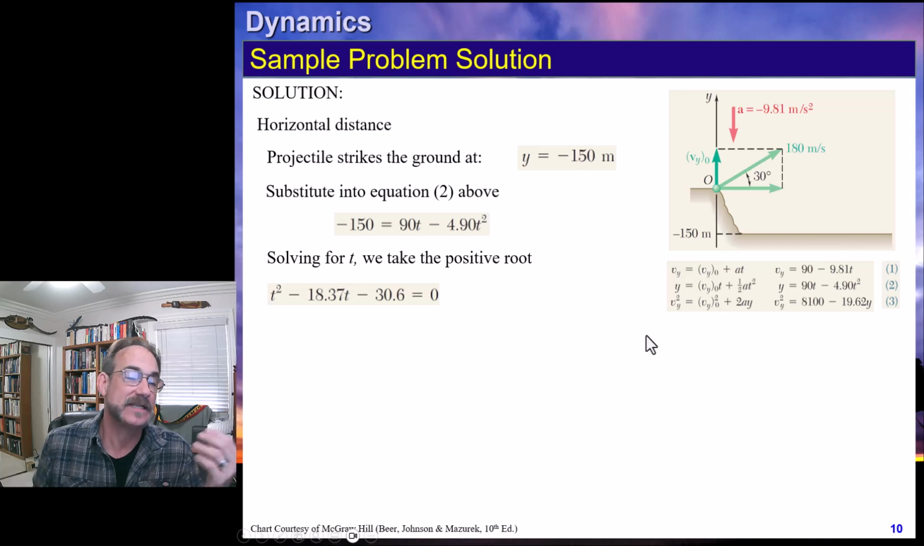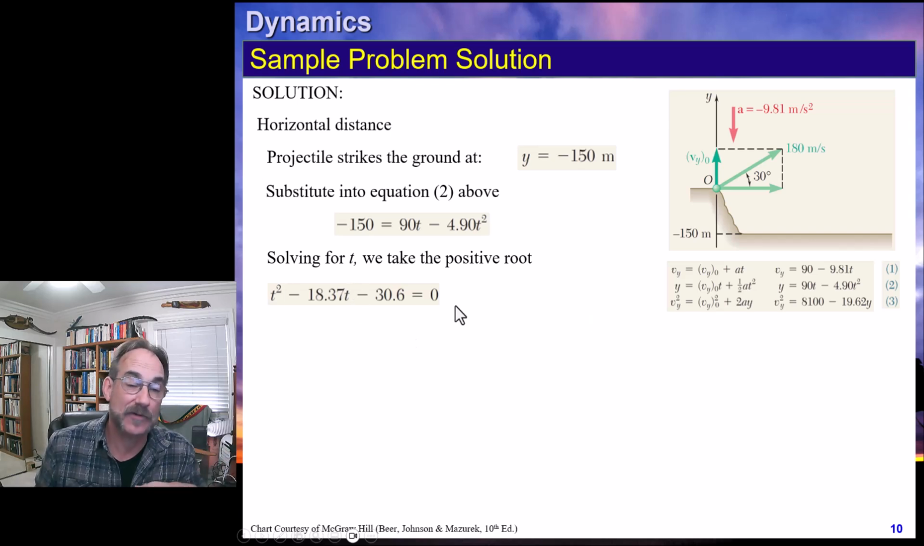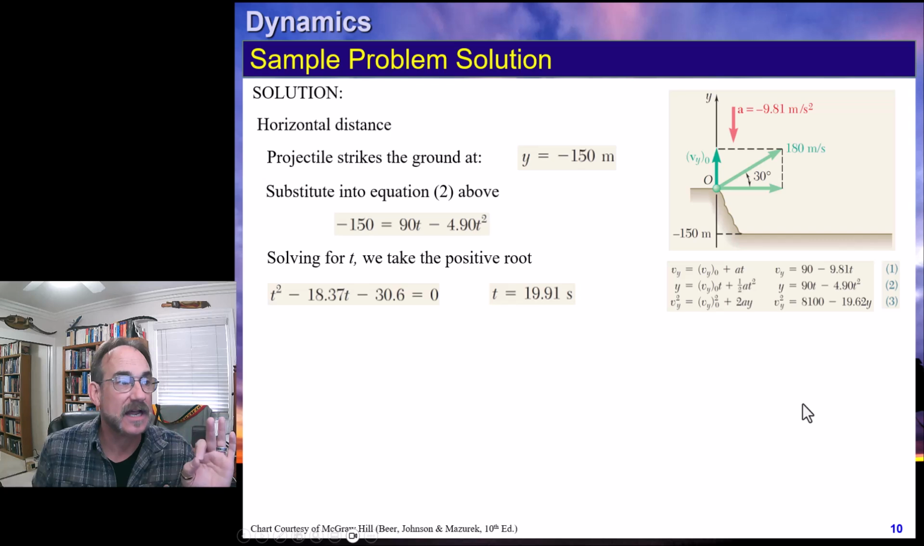When we use the quadratic equation, often we're going to get a root that's meaningful and a root that's not. Sometimes we'll get two solutions that work, and we'll have to define which one is correct or happens first. In this particular case, the negative root means nothing. We take the positive, and we can't go back in time. We take the positive root, and we find out that the time when we strike at the bottom, from this first equation that we're using, is 19.91 seconds.